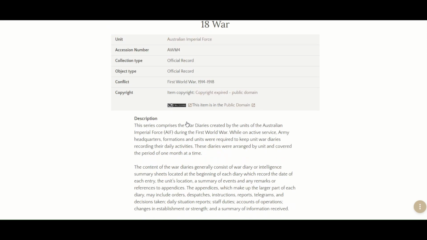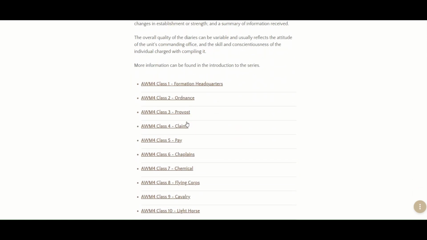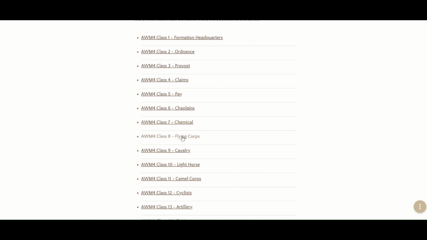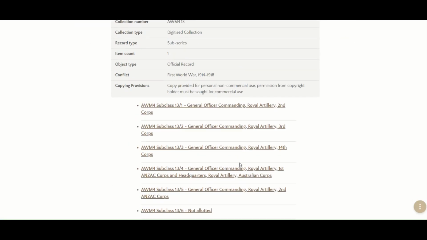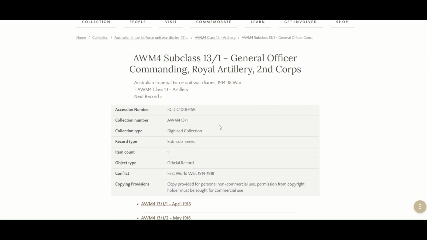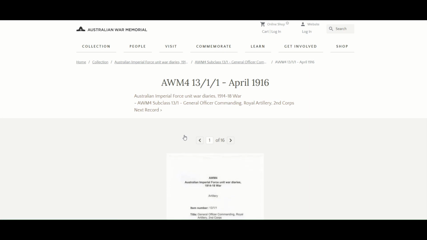Scrolling down. This is all in the public domain. So yep, they wrote diaries that were then made public. What are we going to pick? An artillery person. So this is someone who would fire artillery shells from land-based cannons. Here we go. General officer, commanding role, artillery. Let's have a look at his diary from April 1916, during the middle of the war.